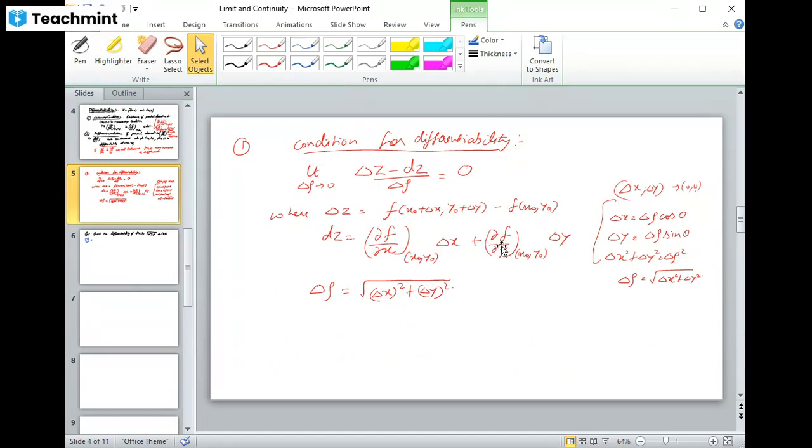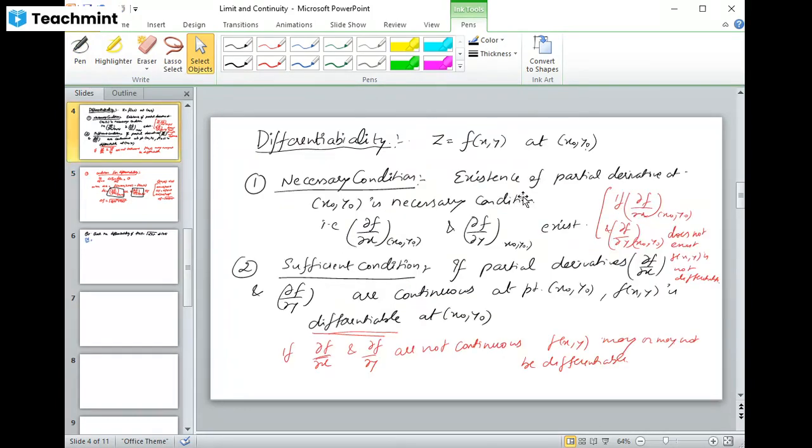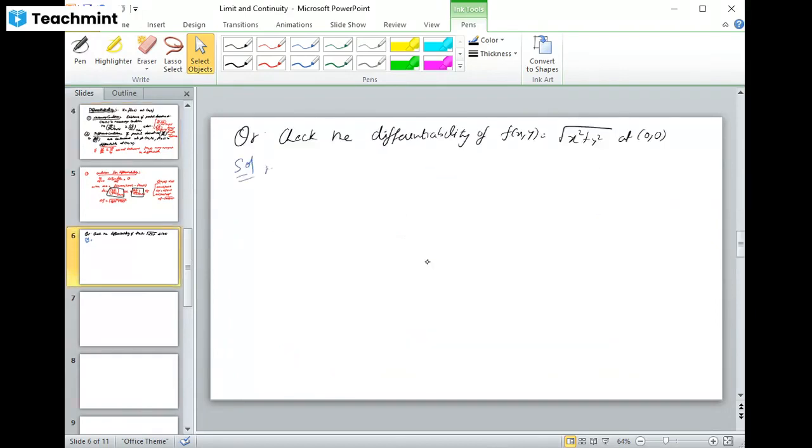But even for this particular part, we first need the partial derivative of the function at the point (x naught, y naught). That's the reason: this is the necessary condition. The existence of the partial derivative is the necessary condition for the differentiability of the function. So the first step is we need to find the partial derivative of the function at the point (x naught, y naught).